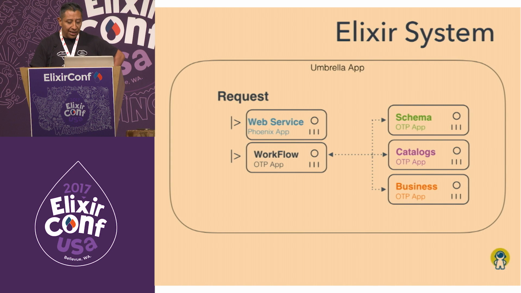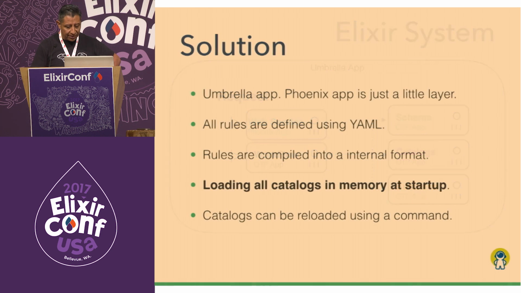So what we did, first, we split the system in an umbrella application. We have a very tiny layer using just a Phoenix app, and we have a workflow using an OTP application. Then we define other OTP applications for the validation of the schema, the catalogs, the validation using the catalogs, and the validation for business logic and a lot of calculus and things that you need to do, search inside the XML documents, etc.